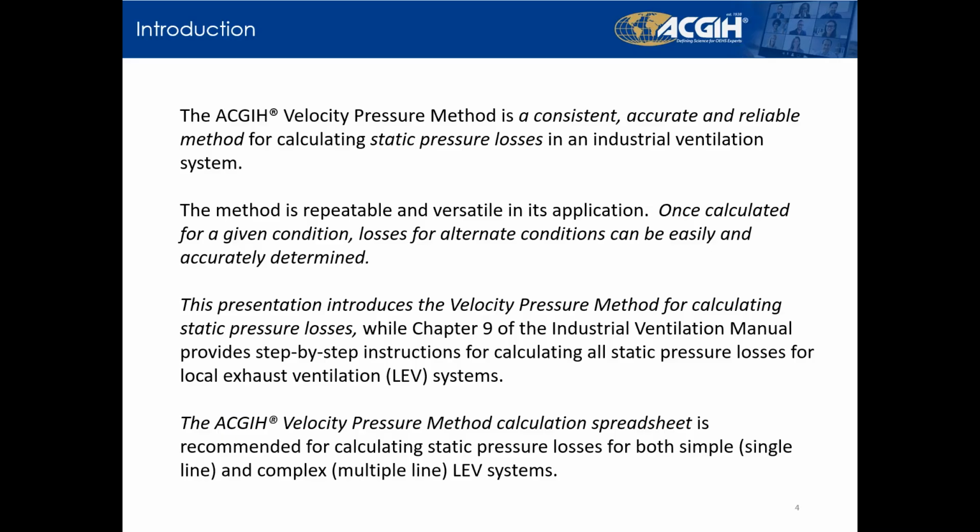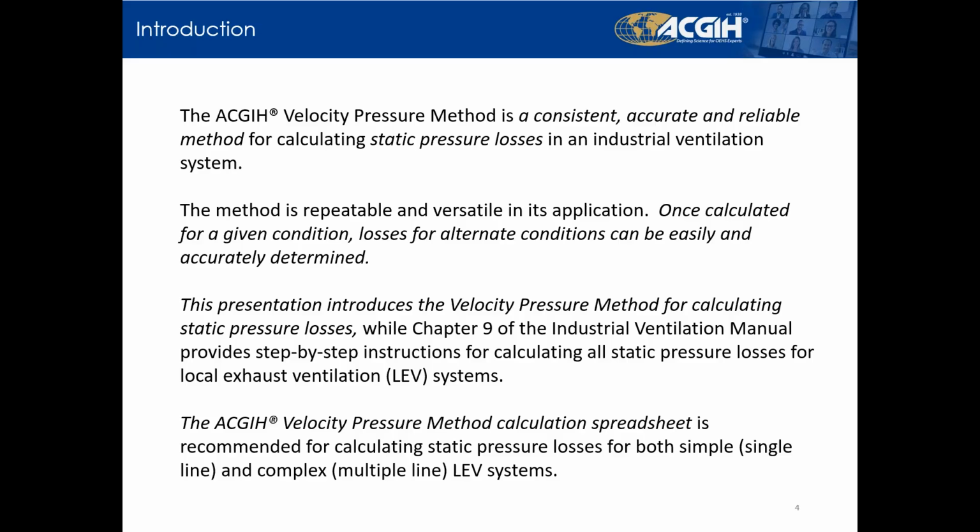Introduction. The ACGIH velocity pressure method is a consistent, accurate, and reliable method for calculating static pressure losses in an industrial ventilation system. This method is repeatable, it's versatile, and once calculated for a given condition, losses for other conditions are easily and accurately determined.